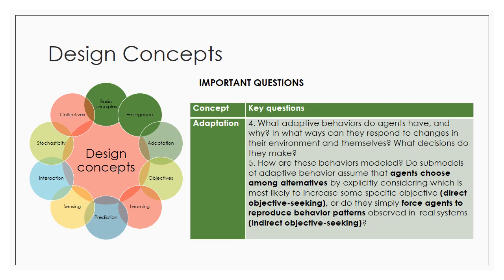Are they free to make decisions? That is, do they choose among alternatives and consider what alternative is most beneficial to them, which would be direct objective seeking? Or are they forced to reproduce behavior patterns that you have programmed in, that mirror behavior patterns you have observed in real life situations? That would be indirect objective seeking.